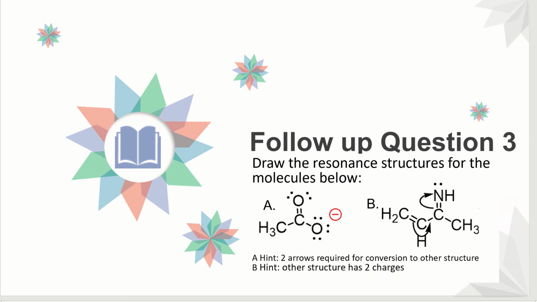The movements of electrons are indeed correct. And that leads us to our follow-up question 3, which says draw the resonance structures for the molecules below. The hint for A is that 2 arrows are required for conversion to the other resonance structure. And the hint for B is that the other resonance structure has 2 charges. So attempt that and let me know what you come up with.